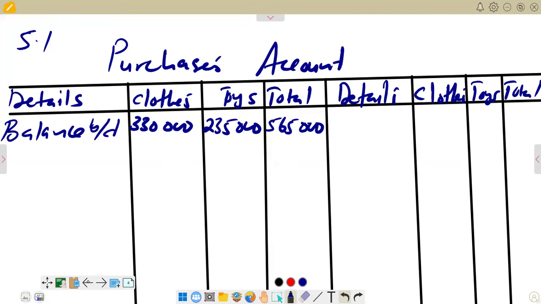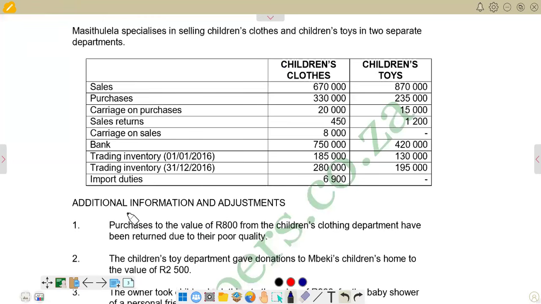Then we go back to check other information that is going to affect our purchase account. Beneath that, we have the figure for carriage on purchases, but we are not going to enter this figure here. Remember, this is a cost, and we are supposed to open an account for carriage on purchases on its own. Then we are supposed to transfer that amount to the trading account as it increases the value that we have for purchases, whereby we open inventory, we add purchases, we also add carriage on purchases, and obviously we also add import duties. So this is what we have.